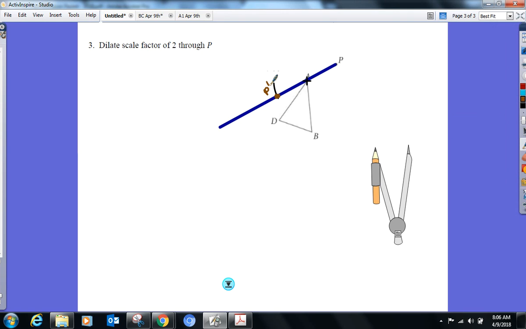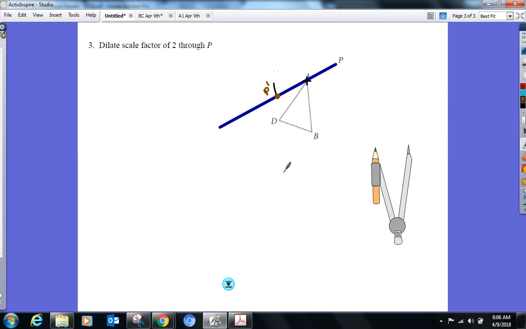If I went a scale factor of 3, I'd do it another time. All right? And the same thing is going to go for D and B. I'm going to measure the distance from that point to P, and double that distance on the other side, double that distance, on the other side.